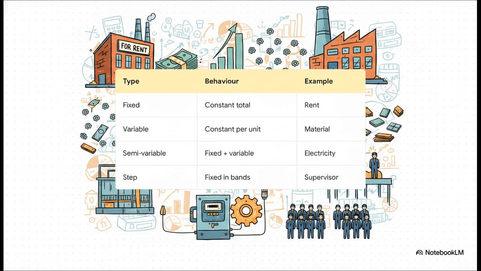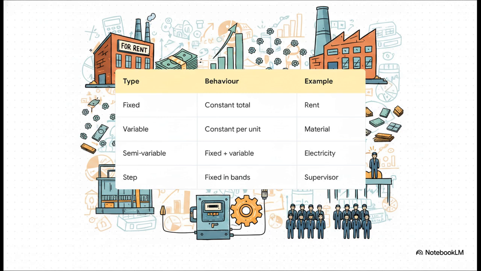Okay, third is semi-variable costs. It's kind of like a hybrid. You've got a fixed base cost plus a variable element stacked on top. Imagine your factory electricity bill. You're paying a flat connection fee just to keep the lights on, plus a variable charge for every kilowatt hour those machines actually chew through.